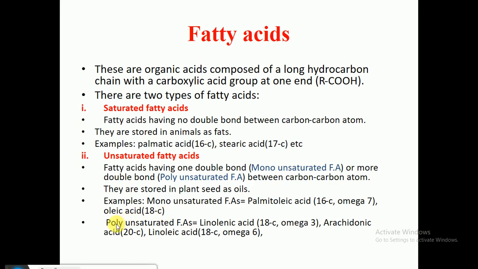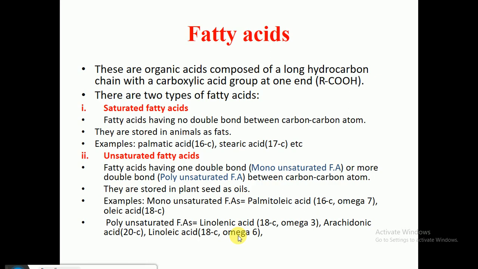Now, these are polyunsaturated fatty acids: linolenic acid, which contains 18 carbon atoms and is omega 3; arachidonic acid, which consists of 20 carbon atoms; and linoleic acid, which contains 18 carbon atoms and is omega 6.